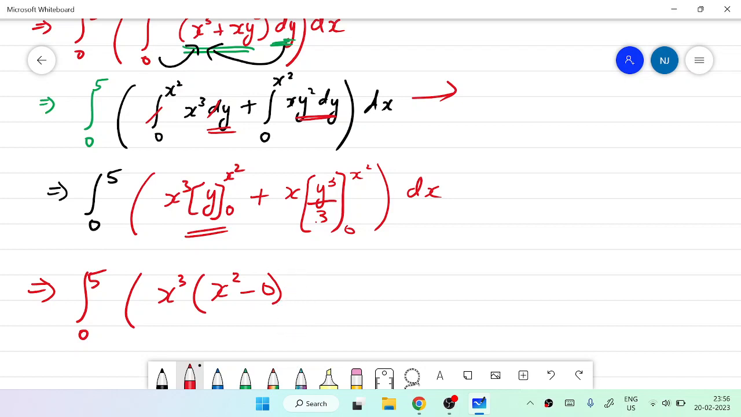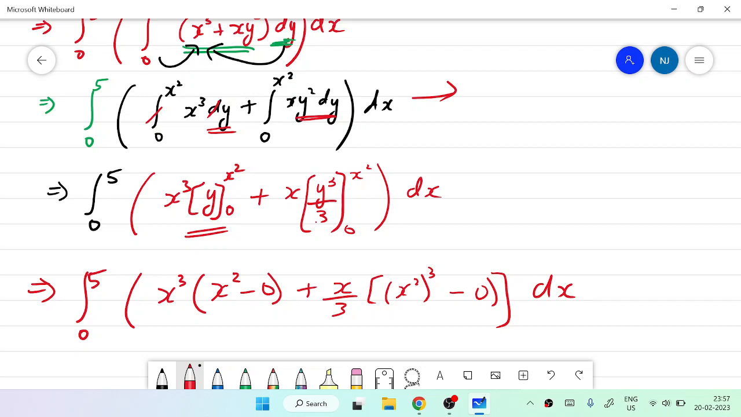Then the next step will be plus x by 3. Bring this constant outside. Then substitute upper limit minus lower limit. It will be x square to the whole cube minus 0. I'm just substituting, instead of y, the upper limit, which is x square. So it's like x by 3 into x square to the whole cube minus 0 into dx.